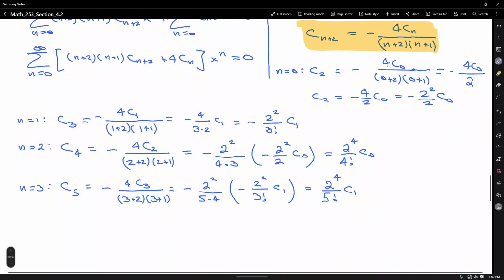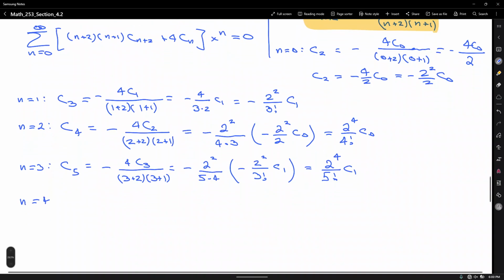All right. Next. Yeah, we're going to expand quite a few for this one, okay? So n equals 4 up to n equals 6. Not that many. But I think you guys are already maybe seeing the pattern here. So C sub 6 equals negative 4 times C sub 4 divided by 4 plus 2, 4 plus 1. Okay, this is another negative 2 squared divided by 6 times 5.